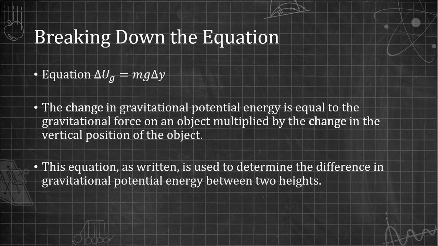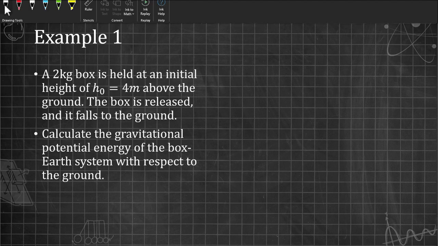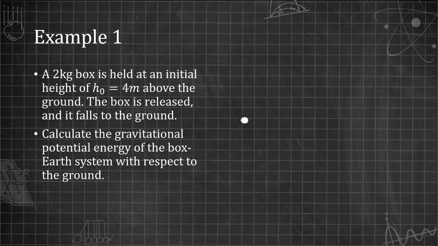So our equation for gravitational potential energy is pretty interesting because it's actually written as delta U_G equals mg delta y. So it's the change in the gravitational potential energy. What that really means is that this equation as written tells us the difference between gravitational potential energies between two different vertical positions or two different heights. So we're going to take a look at a couple examples where we use this equation and we look at some of the nuances of the delta U_G and the delta y.